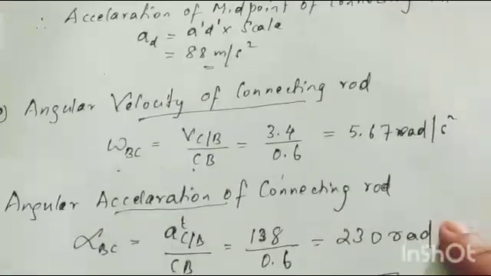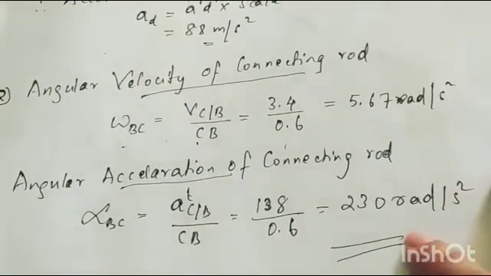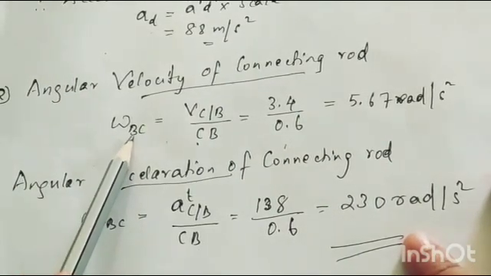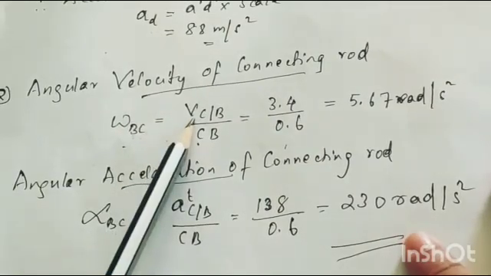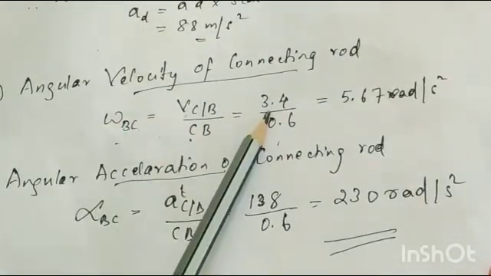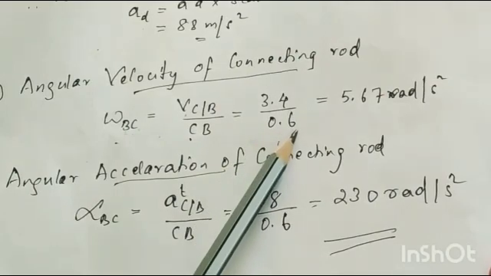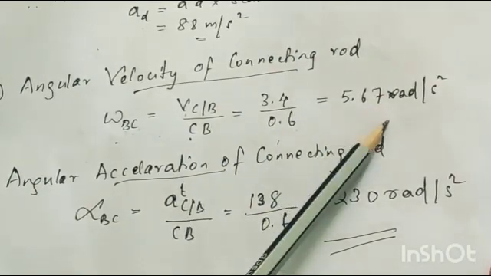Now we will go to the second part of the question, that is, we have to find the angular velocity of the connecting rod. What is the formula for angular velocity? It is omega BC, where BC is the connecting rod. Omega of BC is the velocity divided by its link length. The velocity is 3.4, which we got from the velocity diagram, divided by its link length, 0.6 meter. That gives 5.67 radian per second.